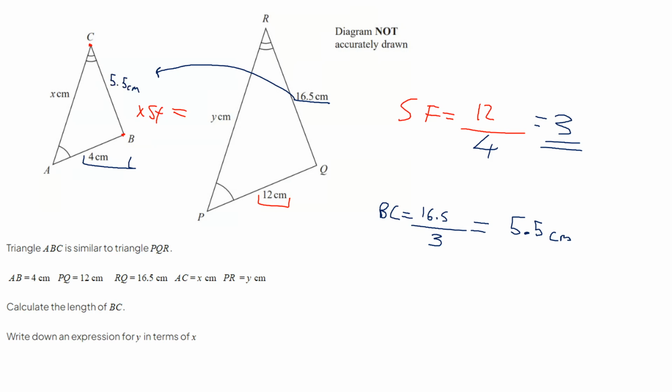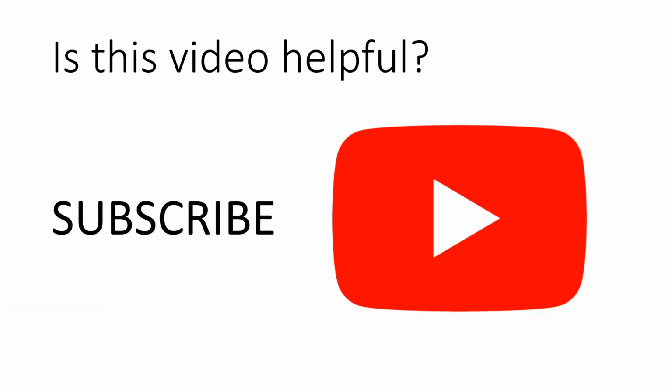Okay? If, let's say, we were to link X to Y, right? We know that 3x is equal to y, okay? That's all that means, because length times scale factor equals length of the second shape. I hope this is making sense so far.